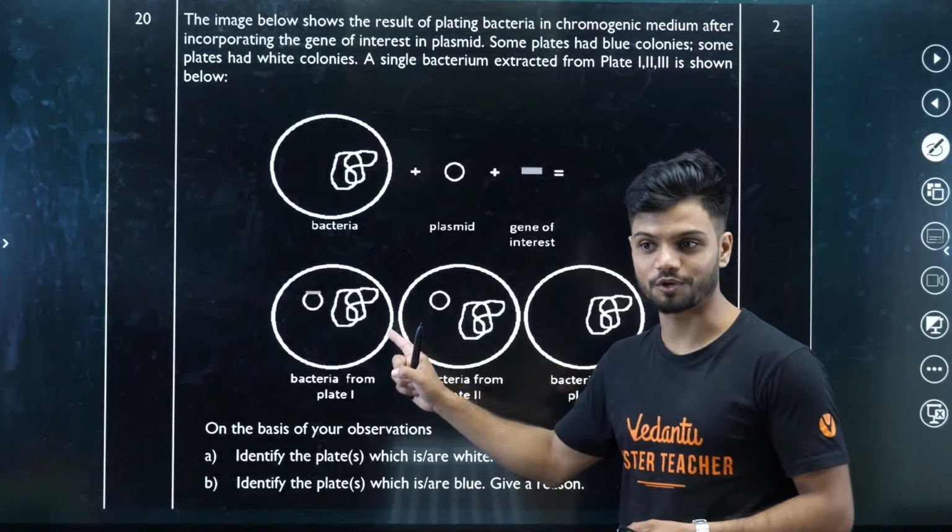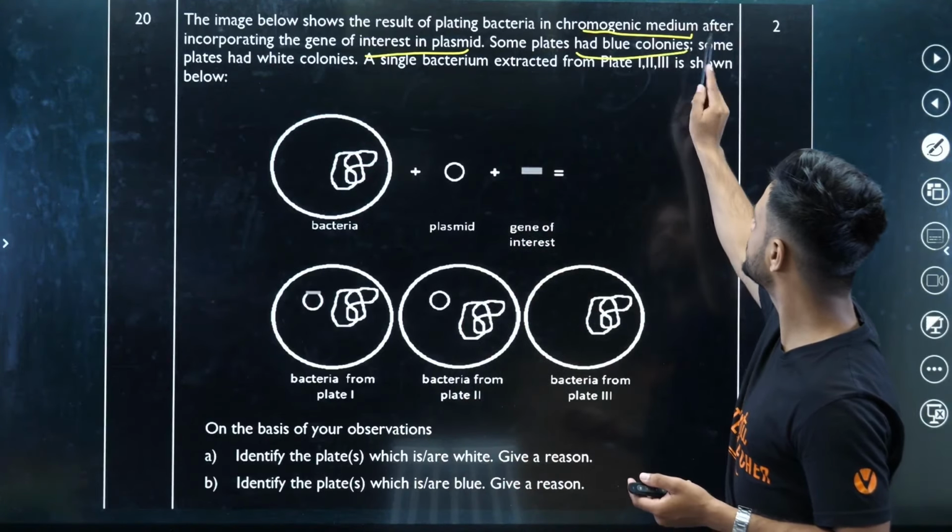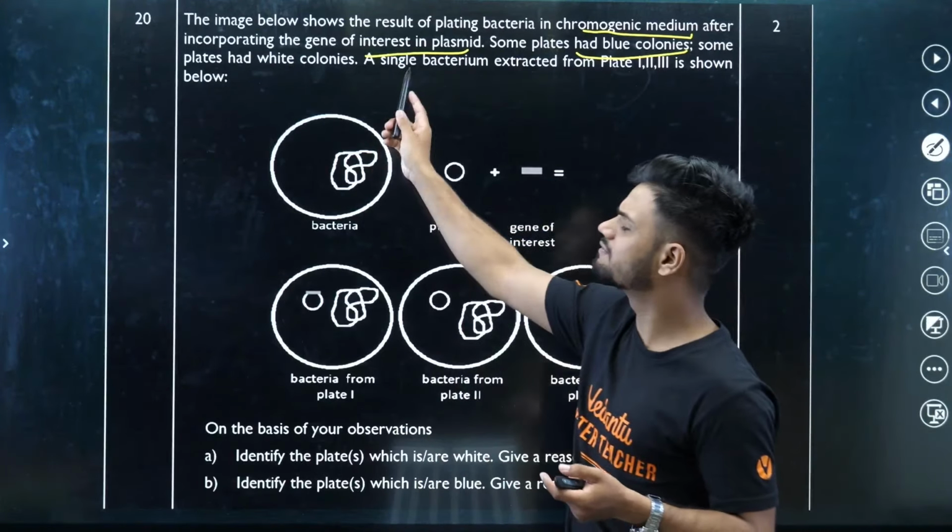Now, first of all, what is a chromogenic medium? A chromogenic medium is a colorful medium, the medium which will impart color. After incorporation of the gene of interest in a plasmid, we have different plates here. After adding the gene of interest, some plates had blue colonies. Some plates had white colonies. That is basically your blue and white colony screening method.